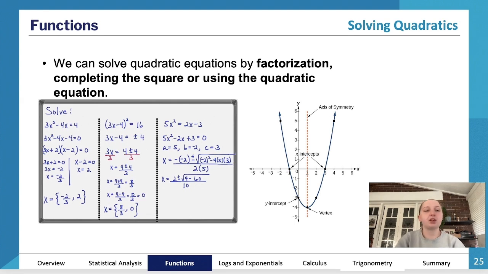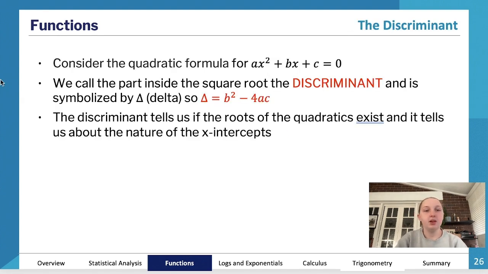Okay, so then we've got the discriminant, which is the last bit of functions that we're going to be looking at today. When you're looking at your quadratic formula, you've got ax squared plus bx plus c equals 0. When you solve this using the quadratic equation, the part you put inside the square root is called the discriminant.